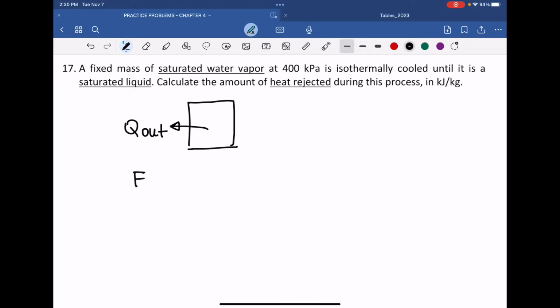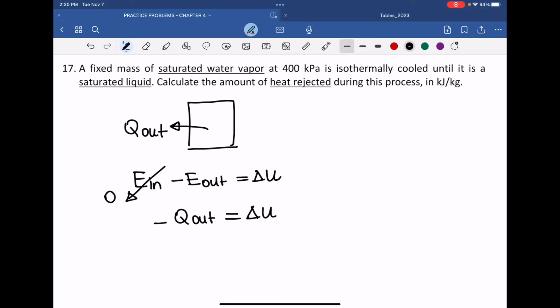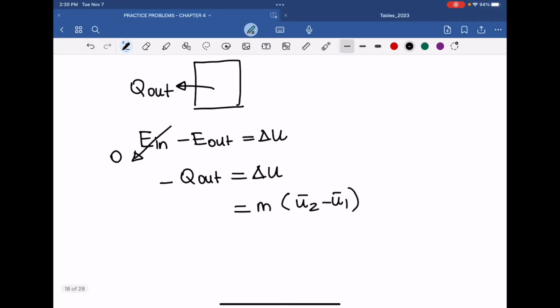So if we look at the energy balance, the only energy interaction is heat getting out. This is 0, and it is changing the internal energy. Now with that information, we should be able to find the heat rejected from the internal energies. Let's try it.